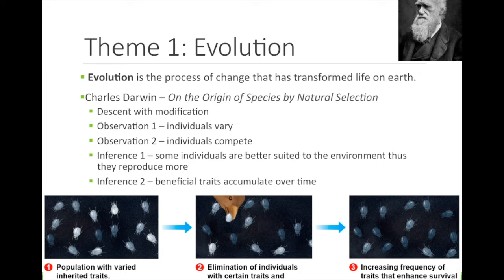Darwin proposed that a driving force for this change was called natural selection. He started with 2 observations. The individuals within a specific population are varied. This means that members of the same species look different and have different traits.